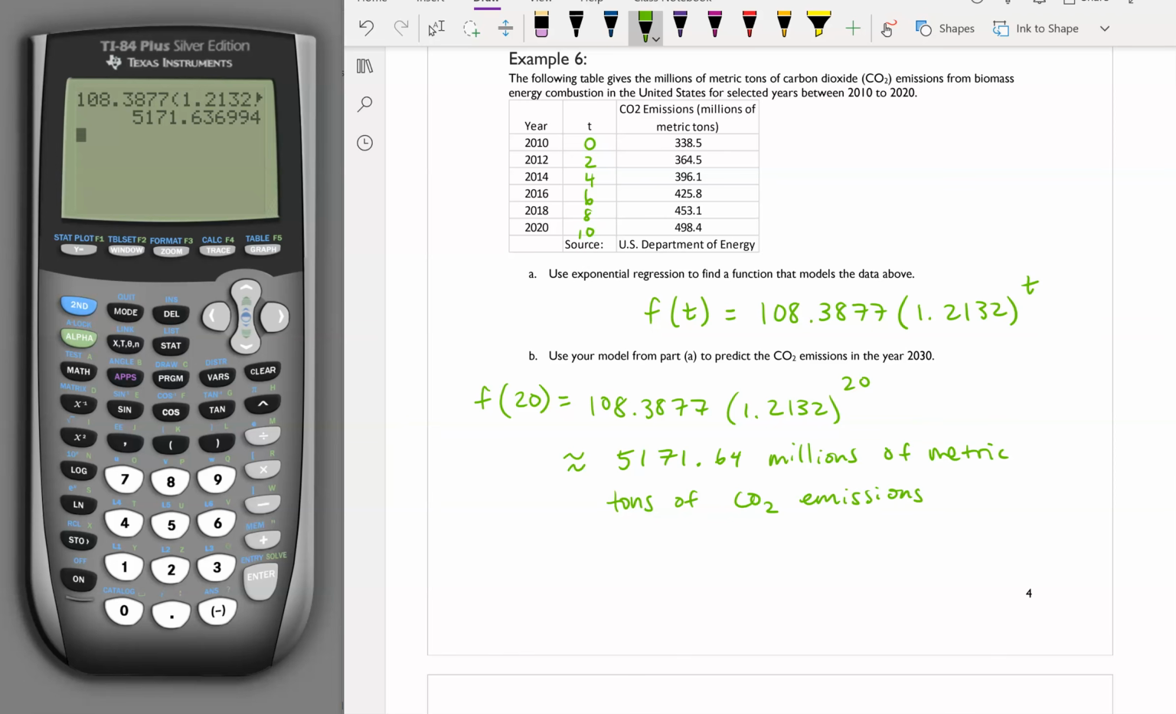That's a lot of carbon emissions, and I'm fearful for our planet, but hopefully we can work on some stuff to get those emissions down so that we can save our planet.